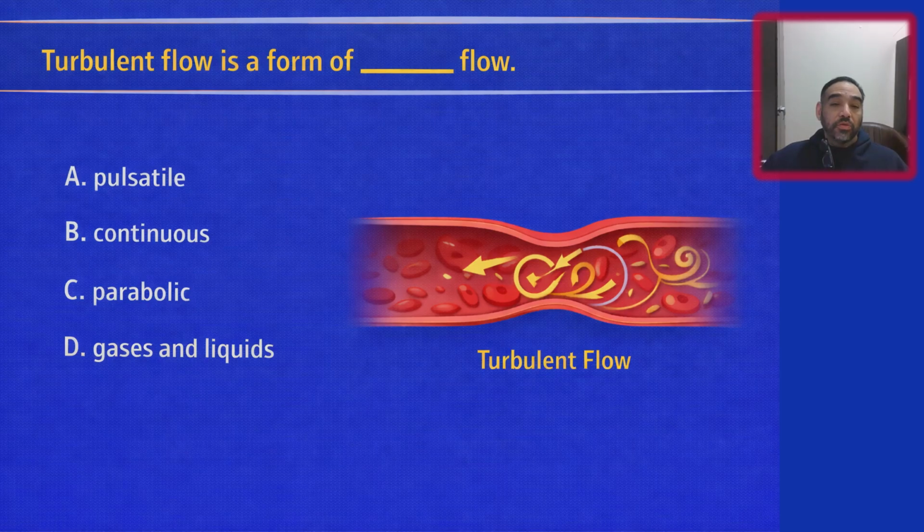And then the third answer is C, parabolic. So parabolic describes the velocity profile shape in laminar flow. Fastest in the center, slowest near the walls. So turbulent flow does not maintain a parabolic profile. The velocity pattern becomes irregular and mixed. So parabolic is actually associated with laminar flow, which is the opposite of turbulence.